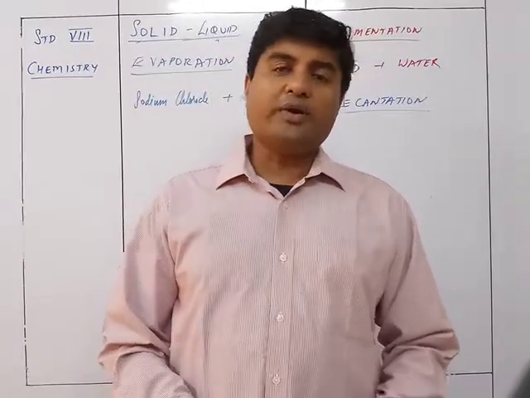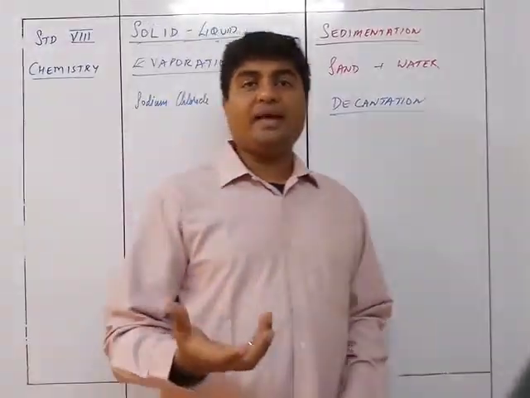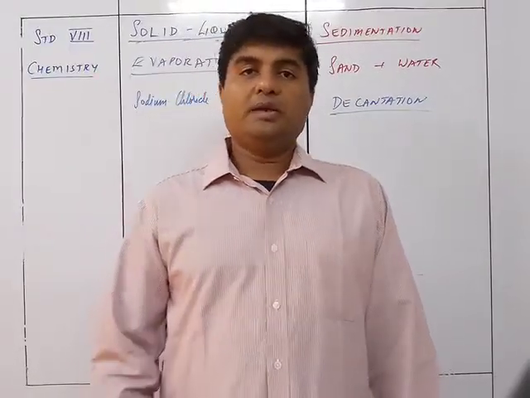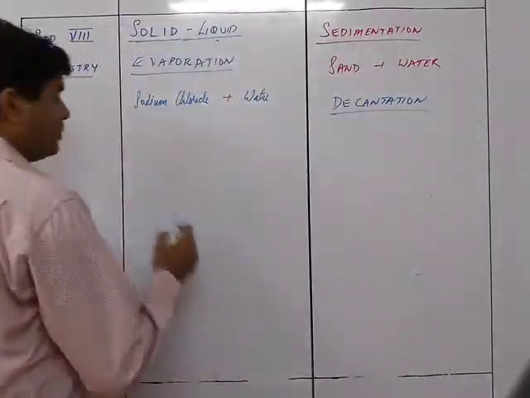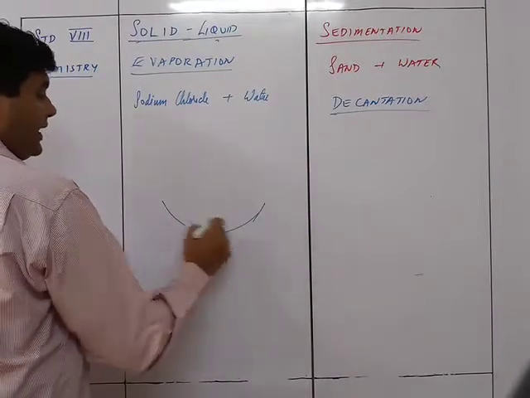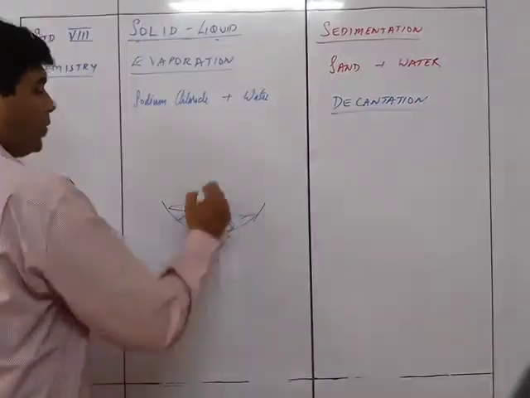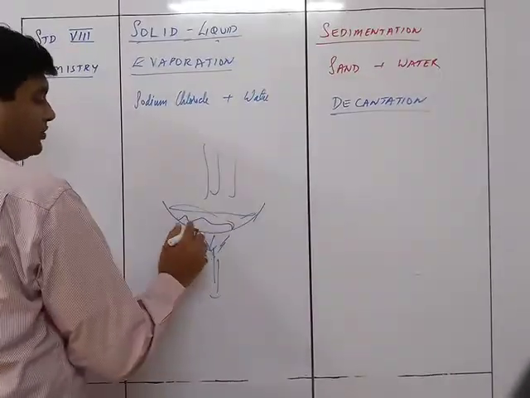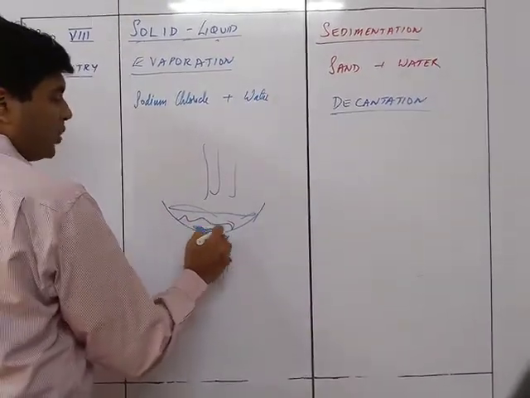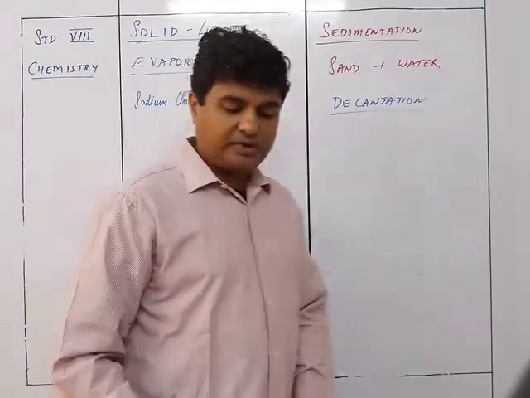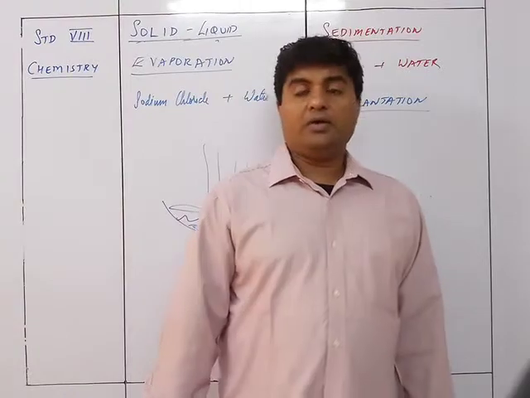When sodium chloride and water are mixed together, and you want to separate out the salt from the water, the simple thing you do is take it in a container, put this liquid inside, and start heating it. The water is going to get evaporated out, and what is going to remain here will be the salt particles. So salt will be separated out by the evaporation of the water.